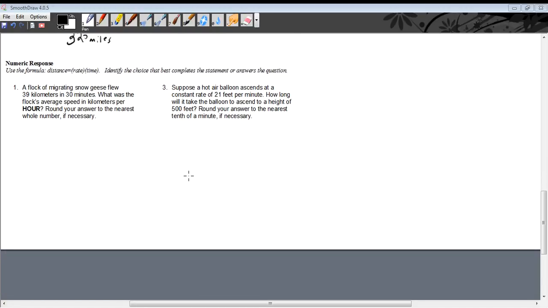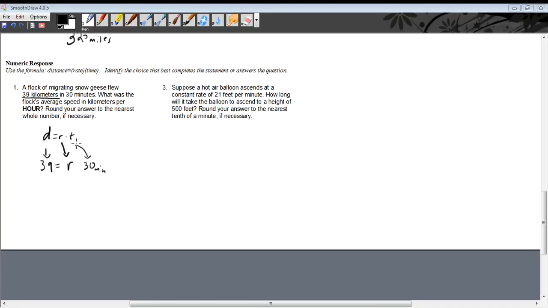Now let's do these here. A flock of migrating geese flew 39 kilometers in 30 minutes. What was the flock's average speed in kilometers per hour? Okay, so we're going to use this formula. They flew 39 kilometers. Well, that's got to be the distance. And the rate, well, let's see, 30 minutes, that's just a measure of time. And what was the flock's average speed? We're not sure. Speed, which is rate, we're not sure what that is. So that's what we're going to be solving for.